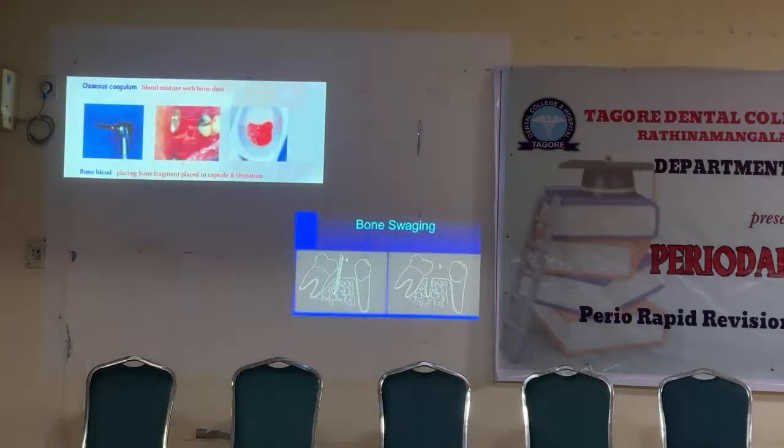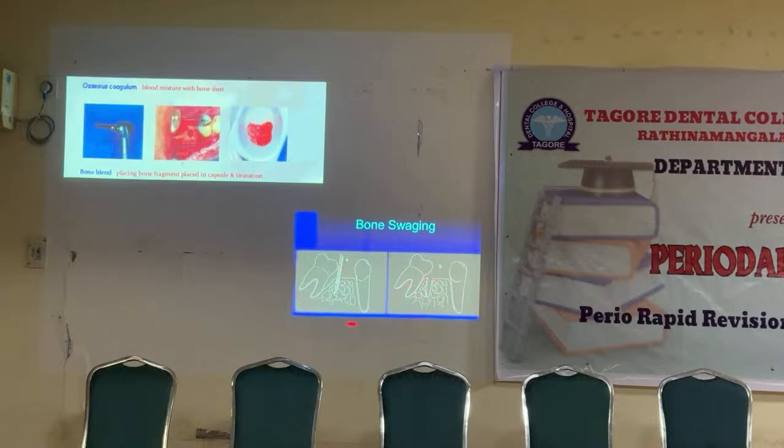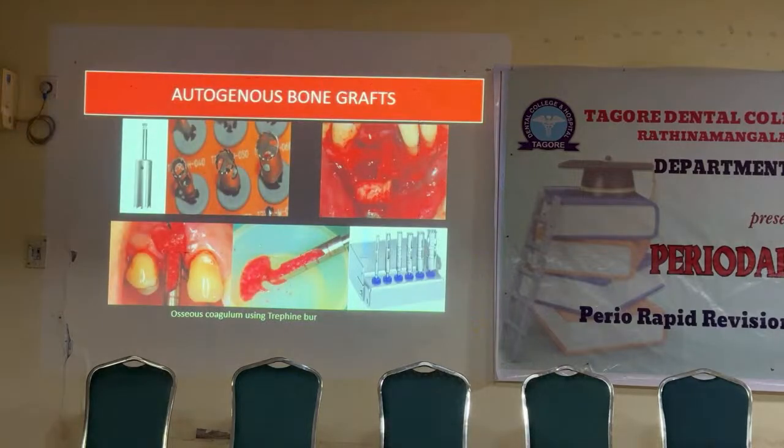Okay, see here, this is the osseous coagulum, where you remove the bone with a drill, take the bone, mix it with the blood and then use it on the defective area. This is bone swaging. See, there is a distal pocket on 7. Take a chisel, cut it and then push it so the bone piece just moves towards the bone. This is bone swaging. And then all these autogenous bone grafts can be taken with a trephine.